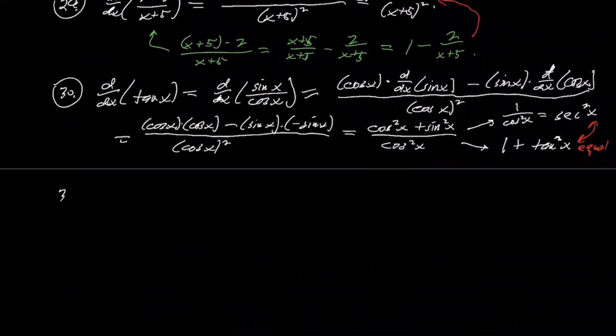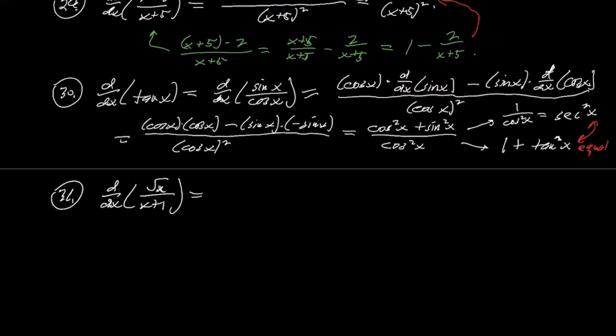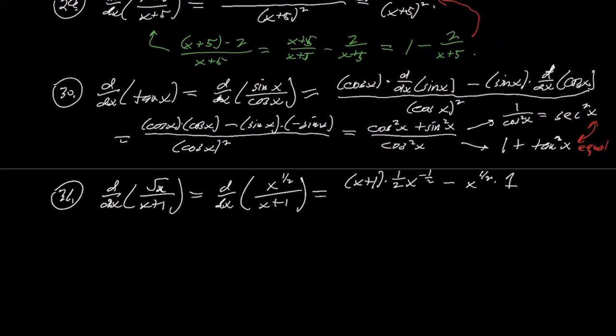So 31. The derivative of root x over x plus 1. So that's the derivative of x to the 1/2 over x plus 1. Use the quotient rule: the bottom times the derivative of the top, minus the top times the derivative of the bottom. The derivative of the bottom is just 1, all over the bottom squared. All right, and why am I claiming that I can do something interesting here? Well.